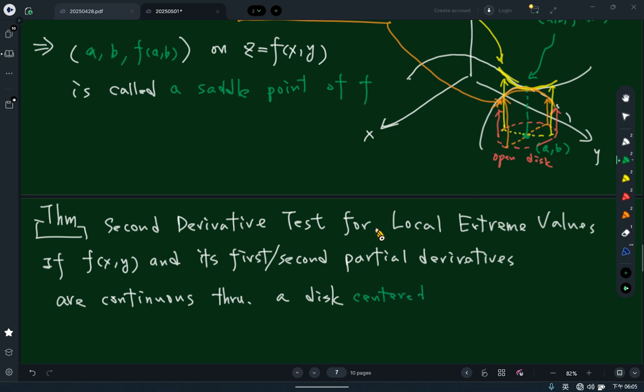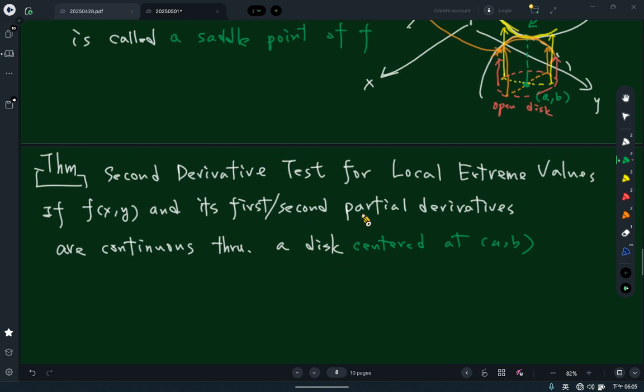centered at AB. So that means in AB we have its first and second partial derivatives. The first is this one, and the second includes these four ones. Do you remember first partial derivatives? We just differentiate f one time with respect to x or with respect to y. So that will be partial f, partial x, and partial f, partial y.